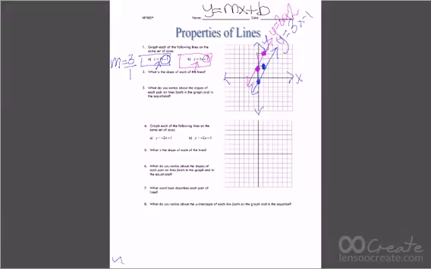Question number 2 here asks what is the slope of each of the lines, and in both cases our m value was 3, so our slope was 3. And what do you notice about the slopes of each pair of lines? Well, for this pair of lines, obviously the two slopes are exactly the same. You can see that in the equation, and you can see that by just looking at the lines that the two slopes are the same.